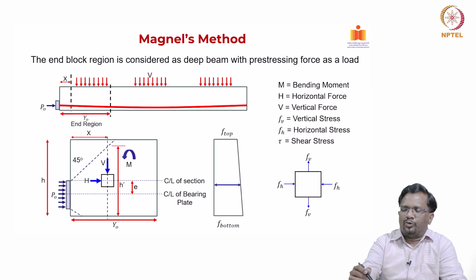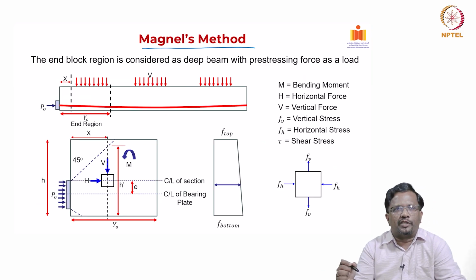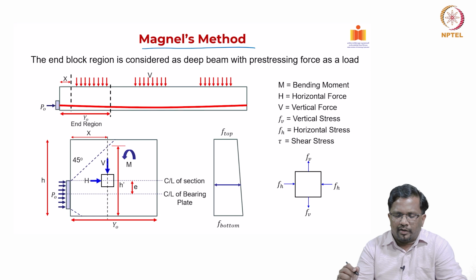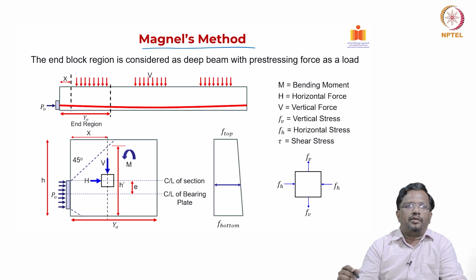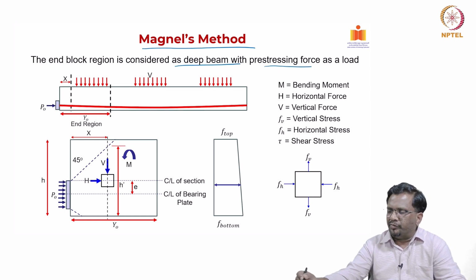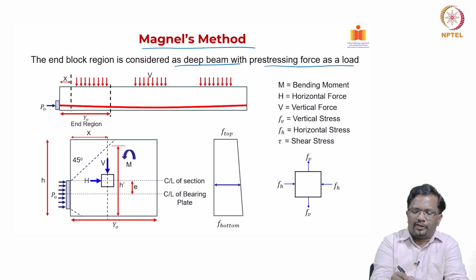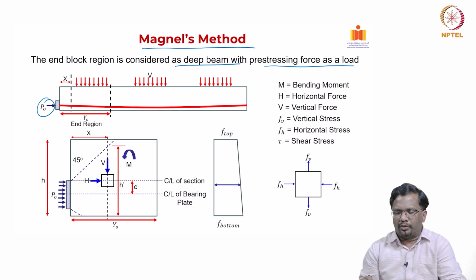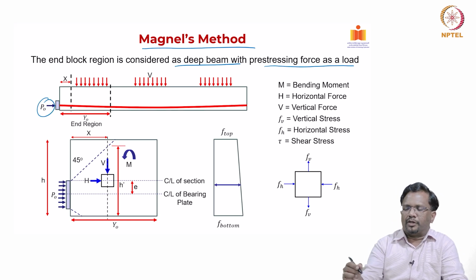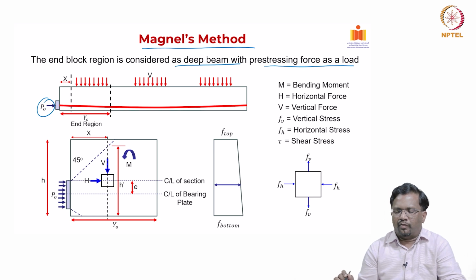Now, there is one more method, developed by Magnel. In Magnel's method, the end block region is considered as a deep beam with the pre-stressing force as a load. For example, you see here that P naught is considered as a load. In addition to that, you also have some vertical loads acting on the system, which we call, let us say, V here.